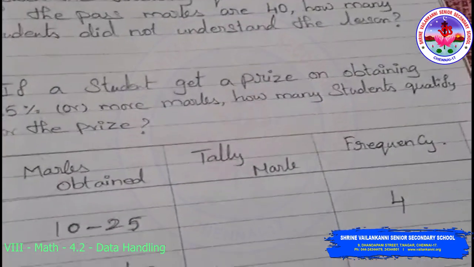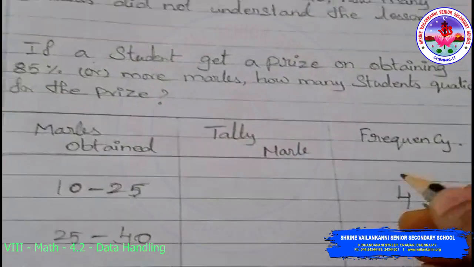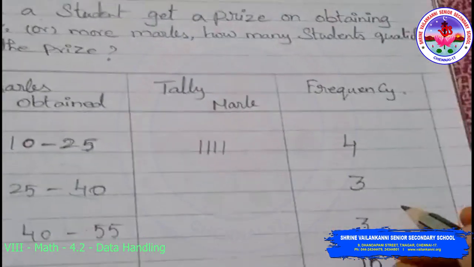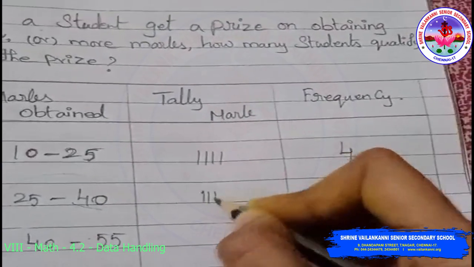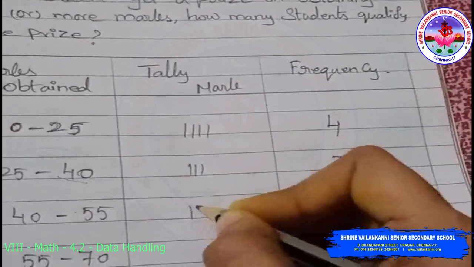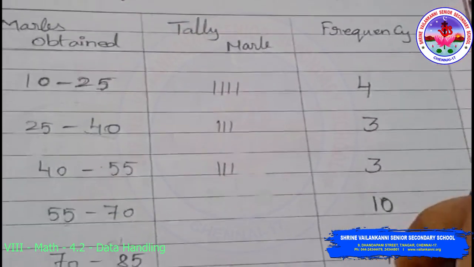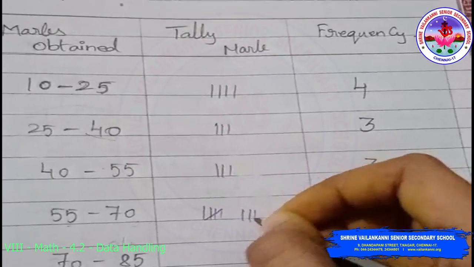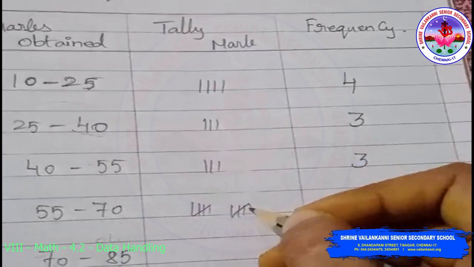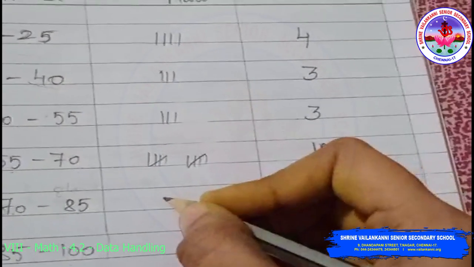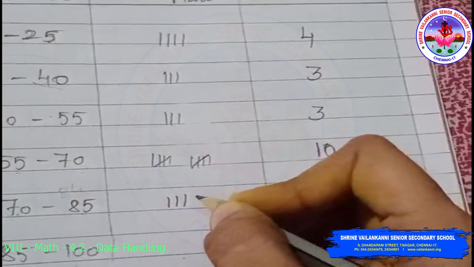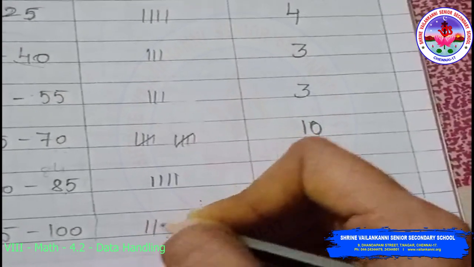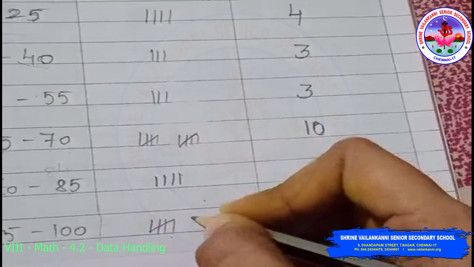Now put the tally marks for the frequencies. Here the frequency is 4, so the tally mark is 4. Next 3, then 3 again. The next one is 10: 1, 2, 3, 4, 5, 1, 2, 3, 4, 5. Next one is 4: 1, 2, 3, 4. The next one is 6: 1, 2, 3, 4, 5 and 6.